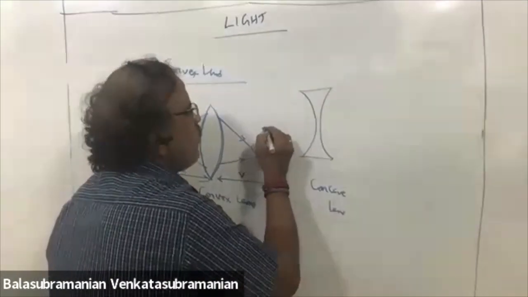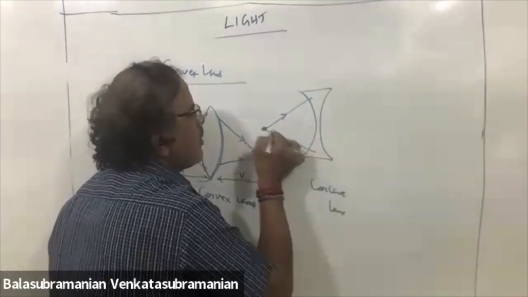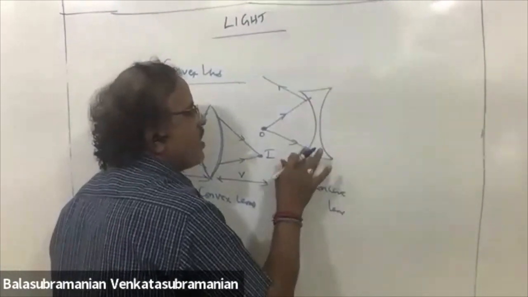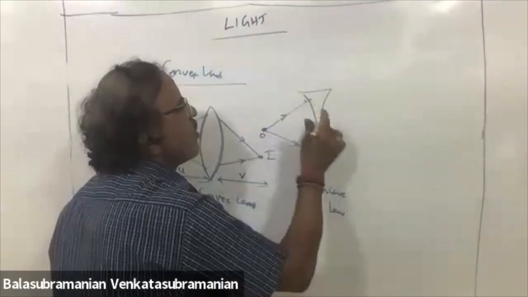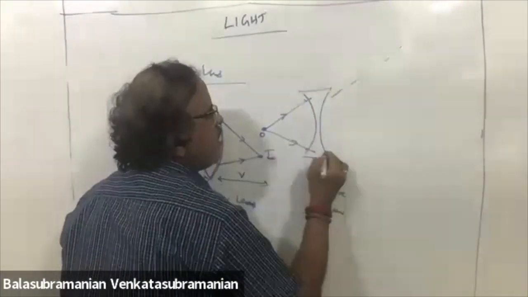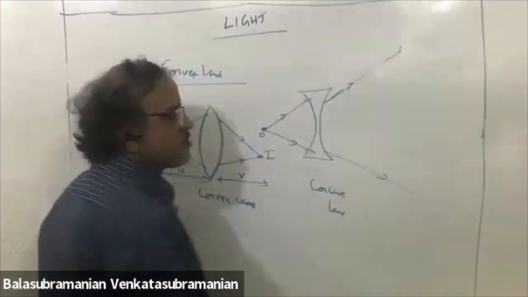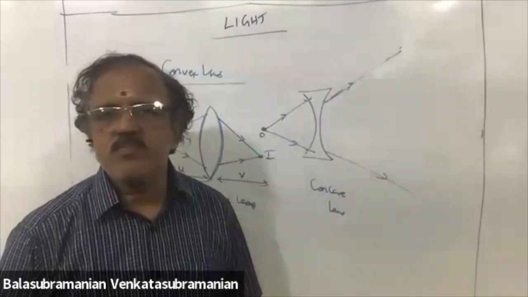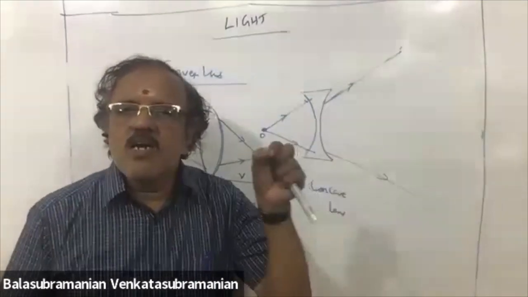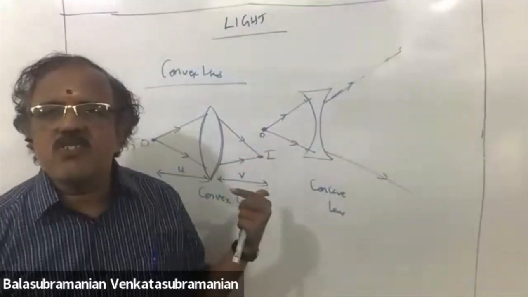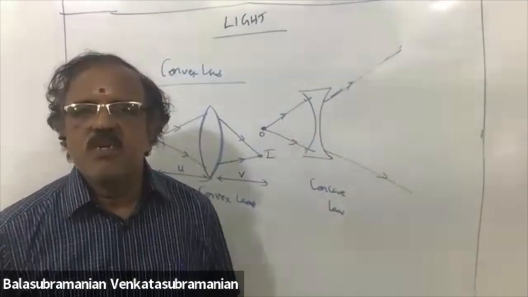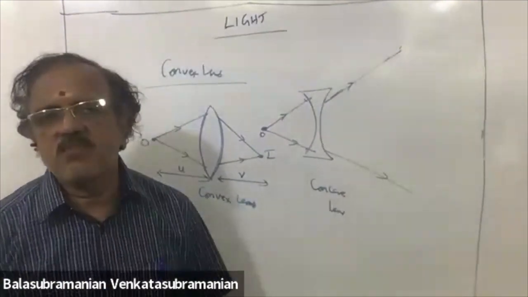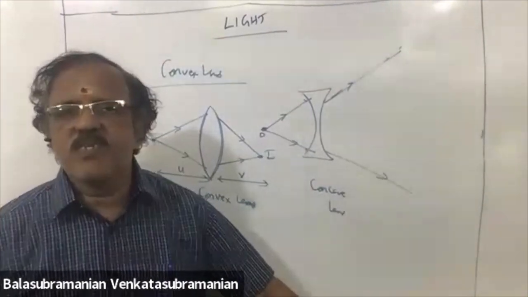Whereas in the case of concave lens, after refraction, light bends away. It is not brought into focus. Concave mirror, convex lens forms a real image. Convex mirror and concave lens forms a virtual image. Only basic information.